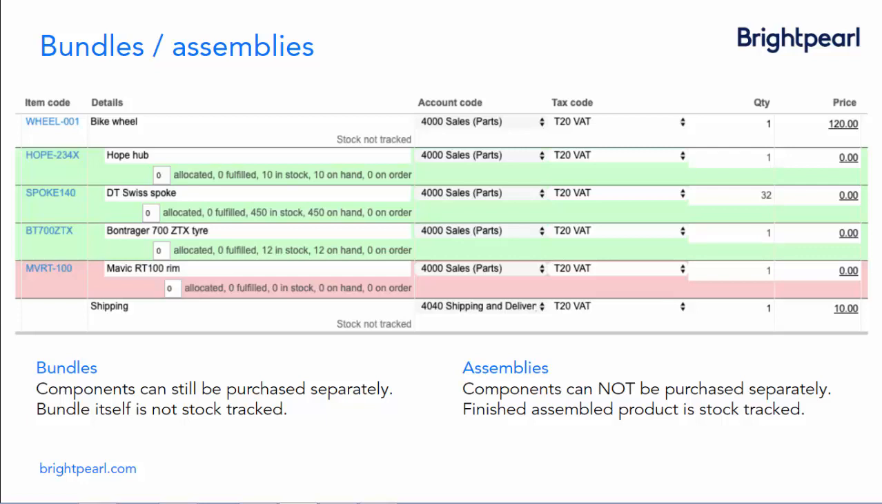On the other hand, if you remove stock of components and put them together into an assembly, perhaps you'd actually build this wheel from the hub, the spokes, the tyre and the rim, then the component parts are no longer available separately, and this would not be a bundle. In Brightpearl, you'd remove stock of the components and add stock of the finished goods. There are apps which make the process of light assembly simpler.